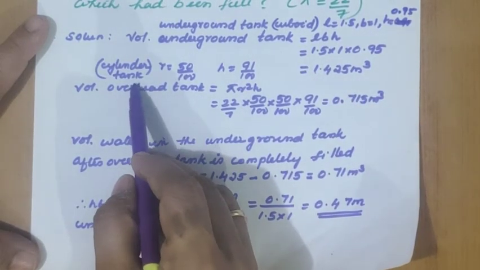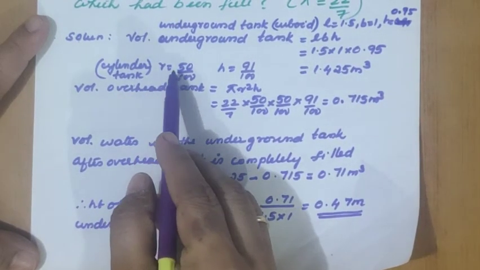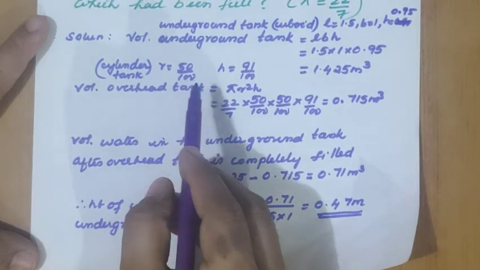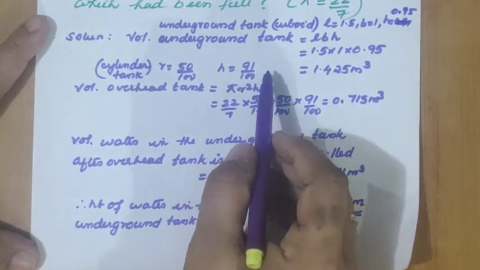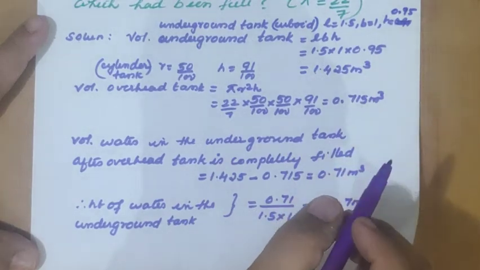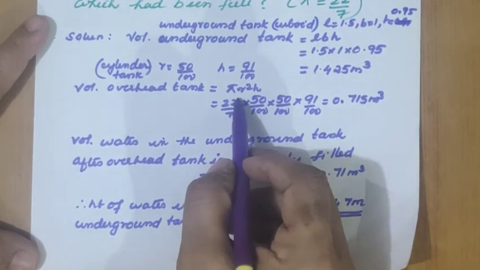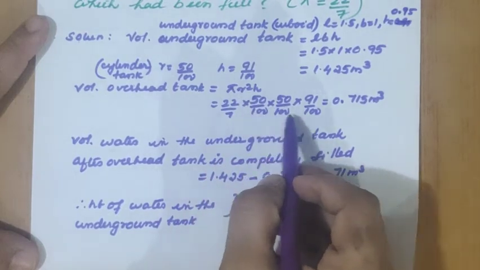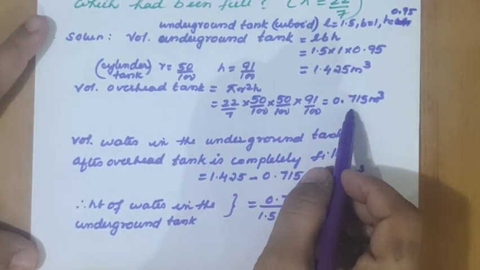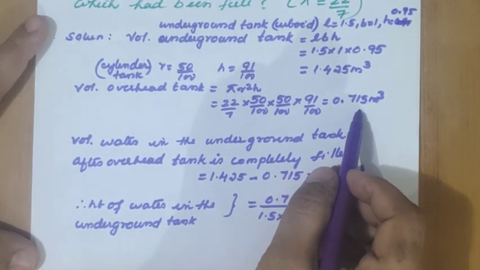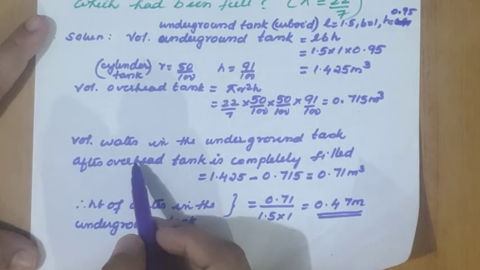Now cylindrical tank, what is the radius? Again centimeter, so 50 by 100 meter. H is again centimeter, so 91 by 100 meter. Now volume of the overhead tank, which is in the cylindrical shape, the formula is pi r square h. Substitute the values and we will get 0.715 meter cube.